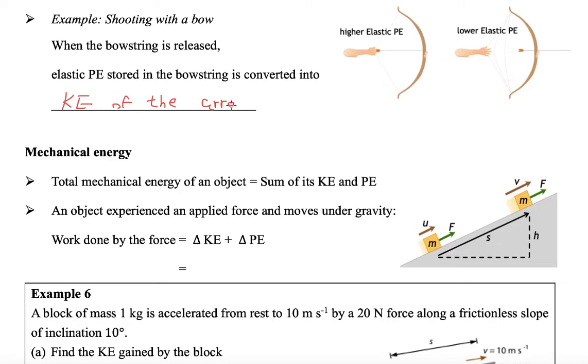Because before you release it, you are actually stretching the bowstring. And after you release it, it's no longer being stretched, and it will restore to its original position, so that the arrow would gain the KE, would gain energy from that bowstring. The PE stored in the bowstring will be converted into the KE of the arrow so that the arrow would move.